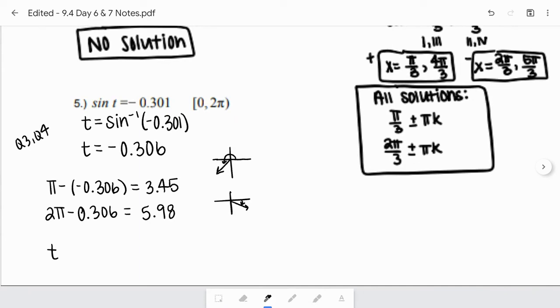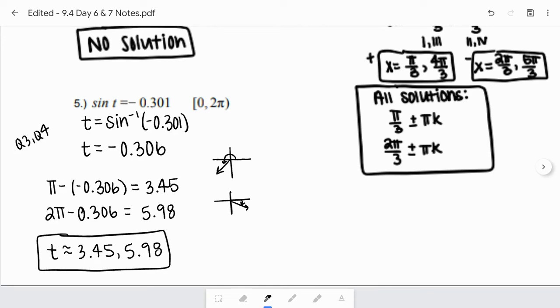So t is approximately 3.45 and 5.98. Now, if it asked for all solutions, I would just be adding or subtracting 2 pi k.